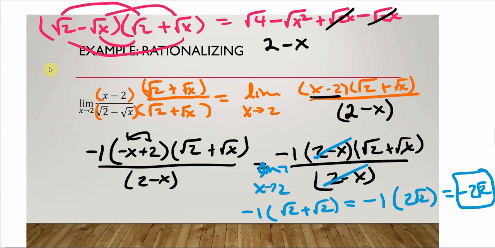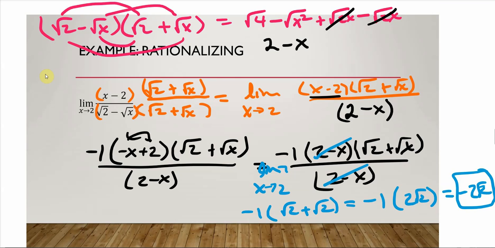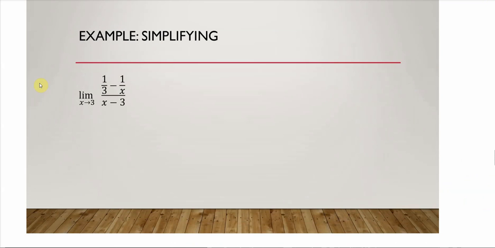All right? So let's go ahead and look at the third type of scenario. Remember the first scenario, I factored to get rid of the hole. The second scenario, I rationalized to get rid of the hole. Now let's look at the third scenario. Now I have a fraction within a fraction.